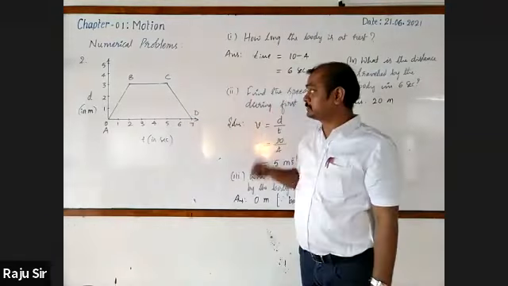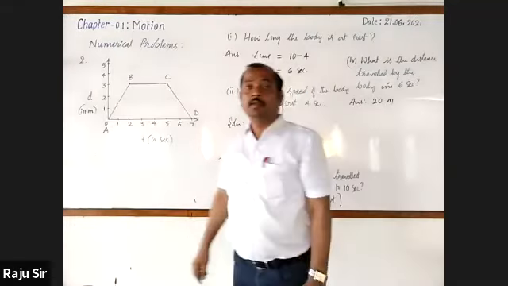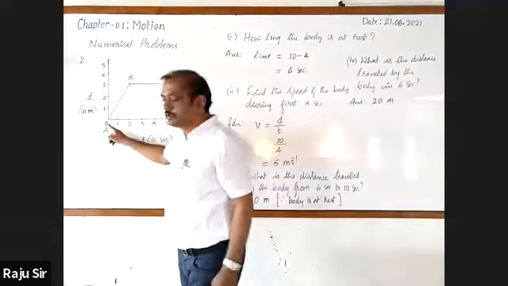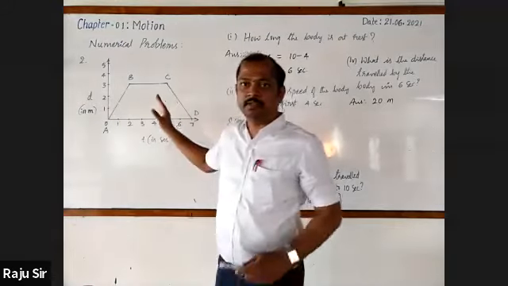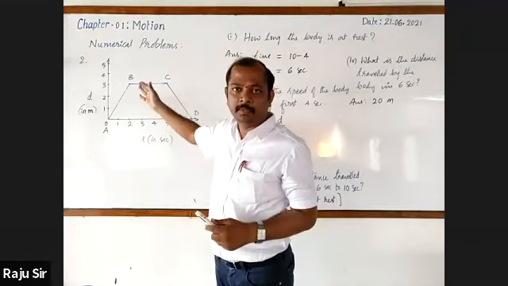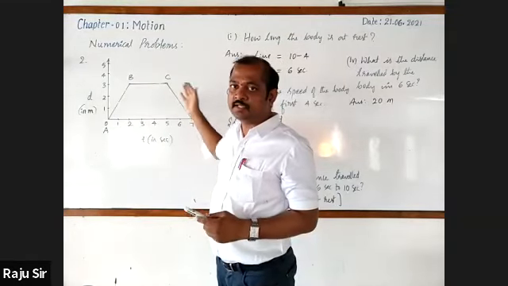Please stop writing and observe. Please observe the motion. You are very familiar with this D-T graph, and you also know the parts AB, BC, and CD.